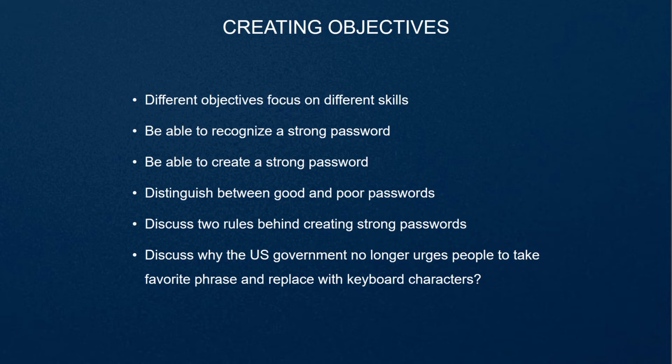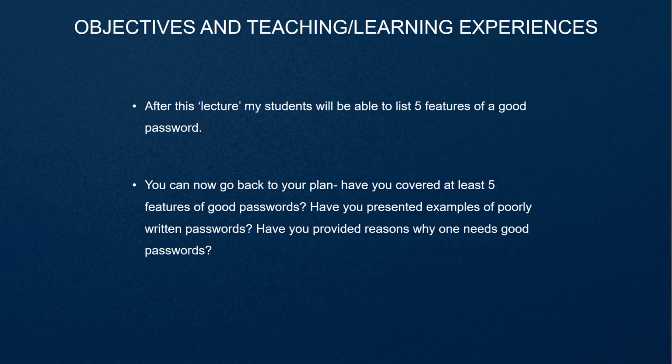At the top of the skill level, which is sort of a policy discussion, maybe your students would discuss why the U.S. government no longer urges people to take a favorite phrase and replace it with keyboard characters, as something that was at one time suggested. So you can see that different objectives focus on different skills, and we want our students to have those different skills.